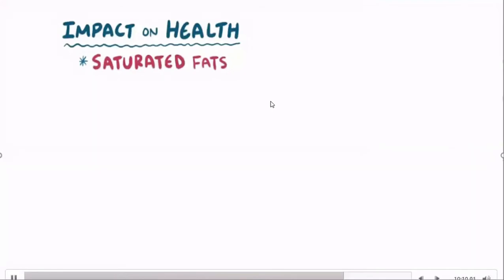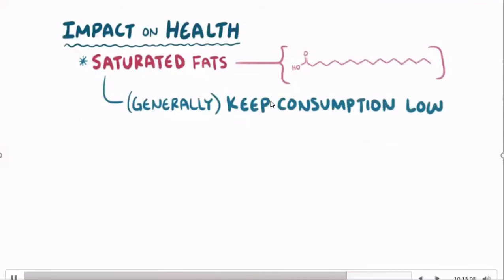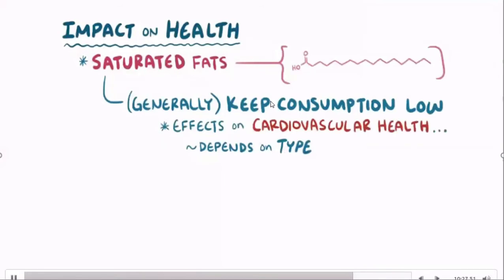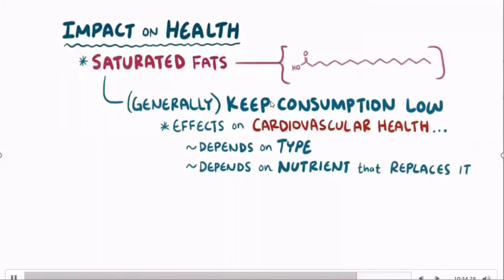The impact of saturated fat on cardiovascular health is a little more complex. Generally speaking, it's recommended to keep consumption of saturated fat low, but just like with unsaturated fats, there are different types of saturated fats. Evidence suggests that different types of saturated fatty acids might have different effects on our cardiovascular health. Evidence also suggests that the health impact of reducing or replacing saturated fat in the diet depends on the nutrient that replaces it. For example, replacing saturated fat with polyunsaturated fat has been shown to benefit cardiovascular health, whereas replacing saturated fat with refined carbohydrate has not.